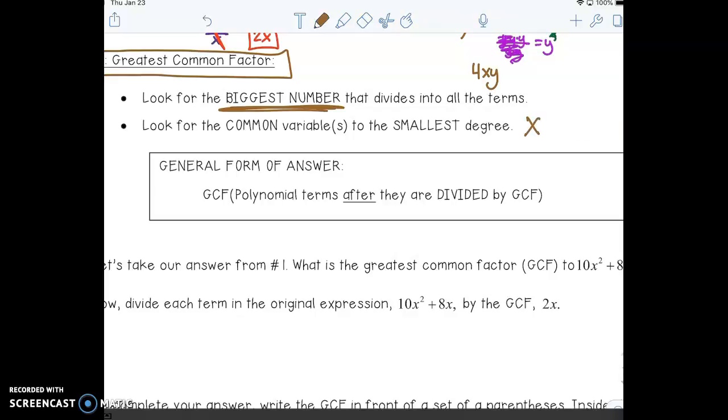If I have an x to the 72 and an x to the 81, they have 72 x's in common. And then how many do they have left over? Let's see. 9.